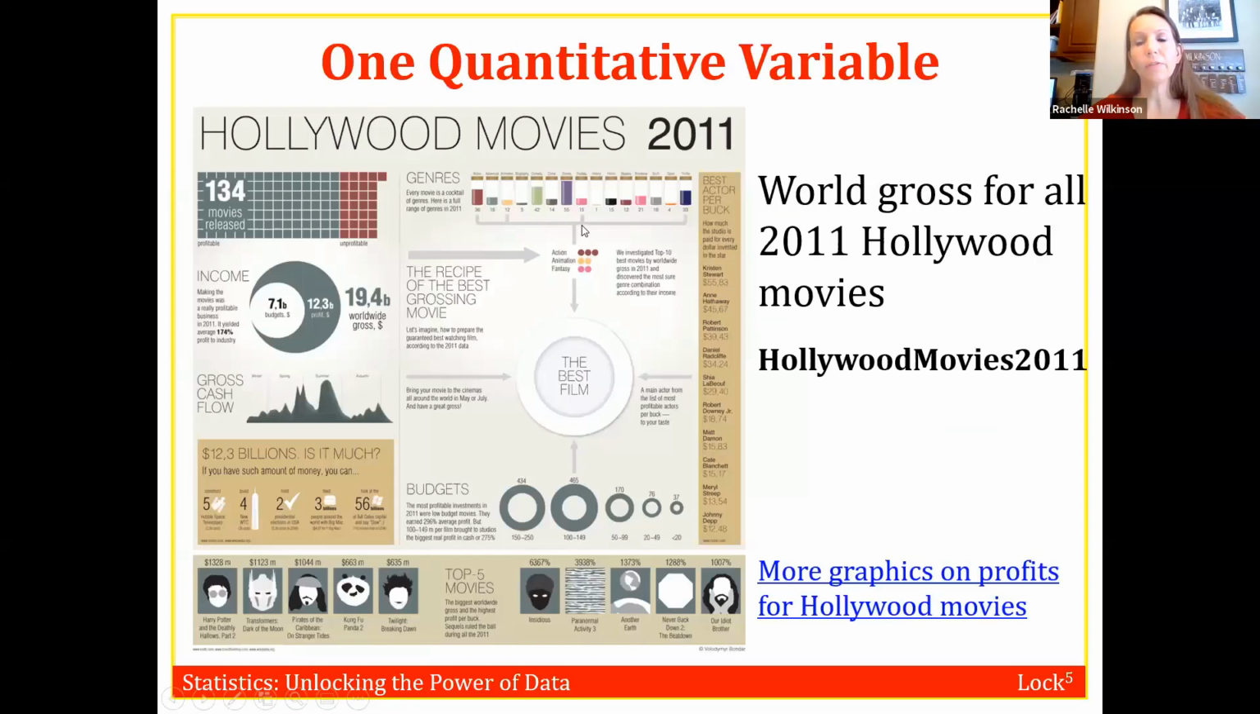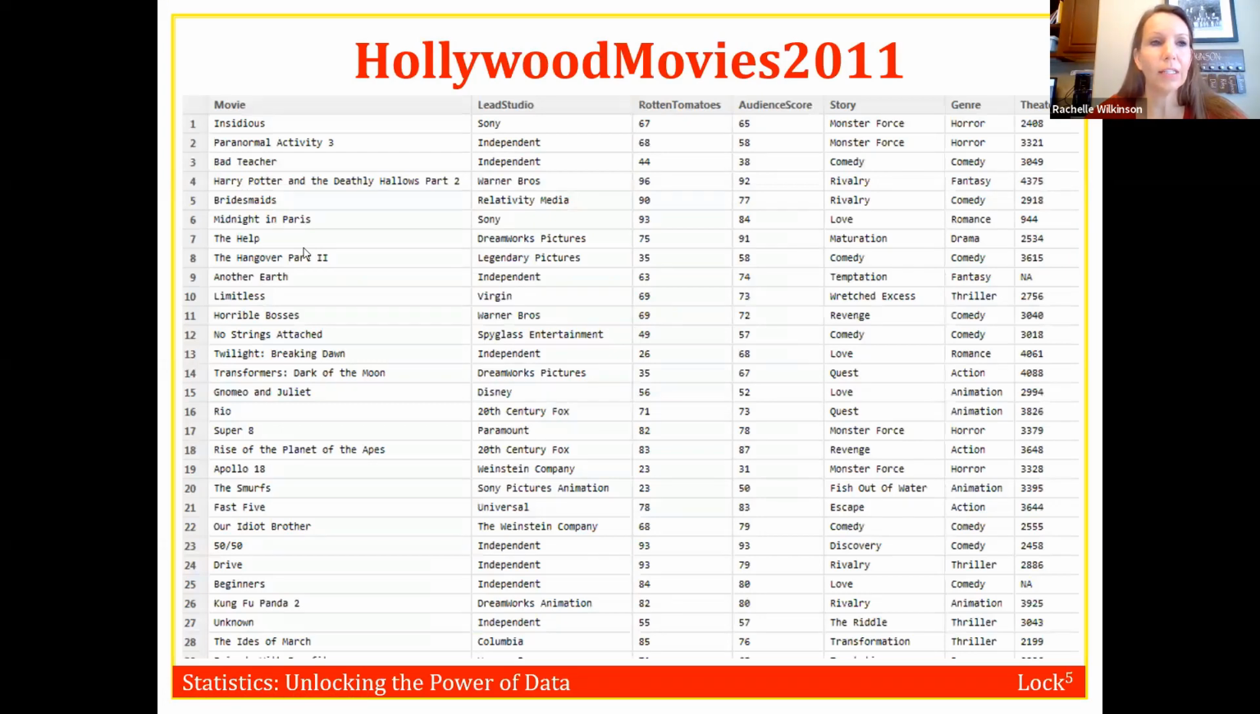Just a couple of examples of a dot plot versus a histogram. This is data, it's the world gross for movies that were made in 2011 from Hollywood. So if you remember, anybody remember any movies back from 2011? Here's actually part of the data set that you can see here. So maybe you might recognize some of the movies that came out back in 2011, 9 years ago.